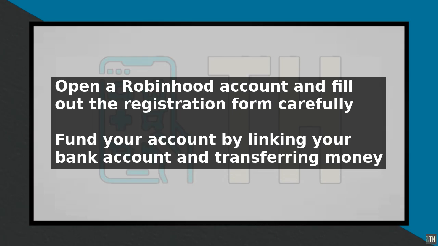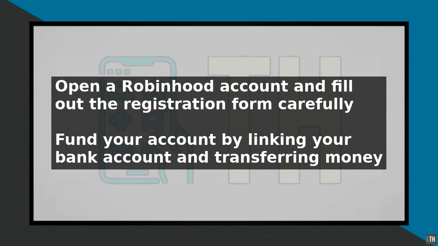Next, navigate to the search bar at the top of the screen and type in the ticker symbol for the S&P 500 ETF you want to buy, such as VOO or SPY. These are two of the most popular S&P 500 ETFs, with VOO being offered by Vanguard and SPY being offered by State Street. Click on the ETF you want to buy and you will be taken to its detail page, where you can find information about its performance, holdings, and fees.